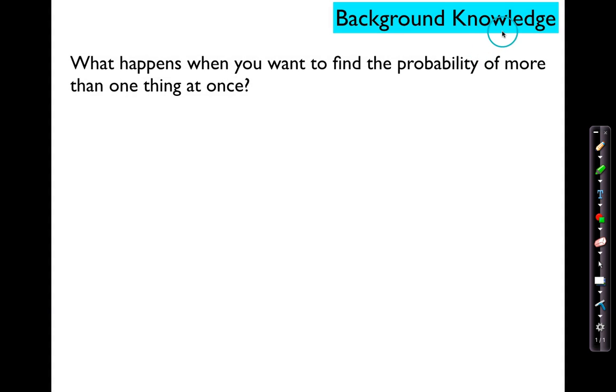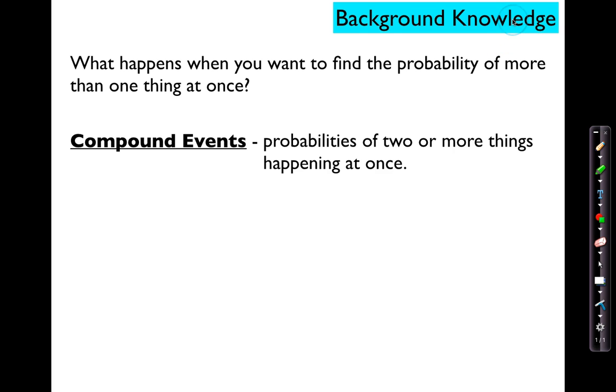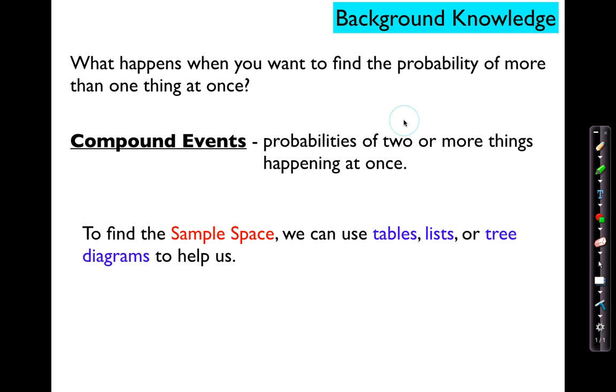So background knowledge: what happens when you want to find the probability of more than one thing at once? That's called a compound event. It's basically the probability of two or more things happening at once. And when we're trying to find the sample space of a compound event, what we want to use is either tables, lists, or some sort of tree diagram to help figure that out.